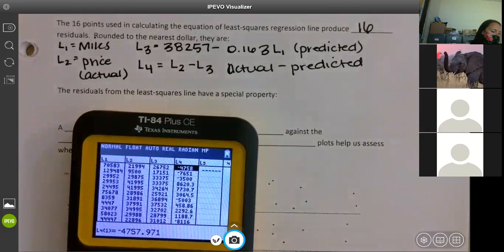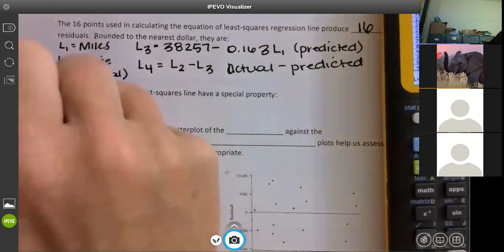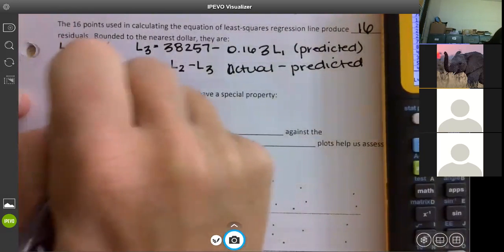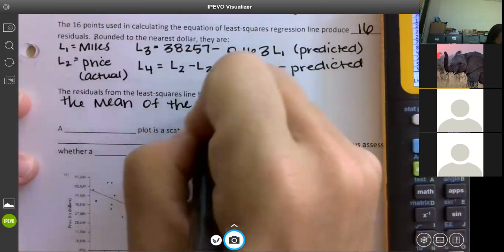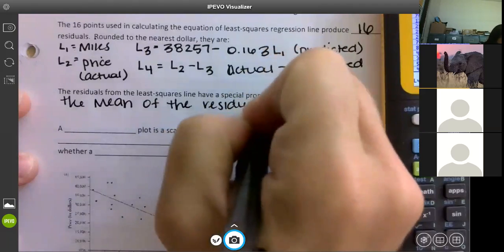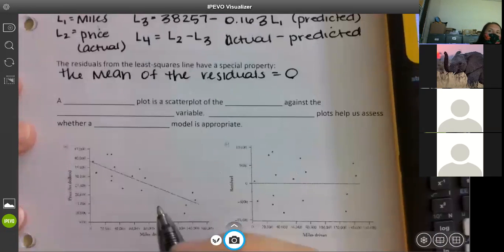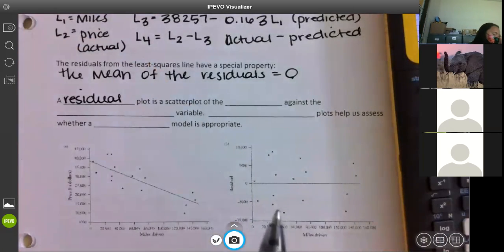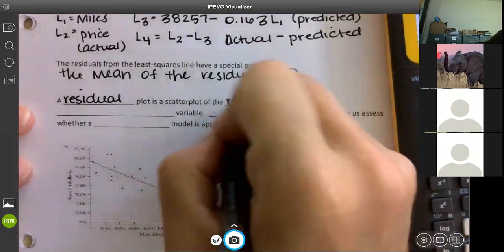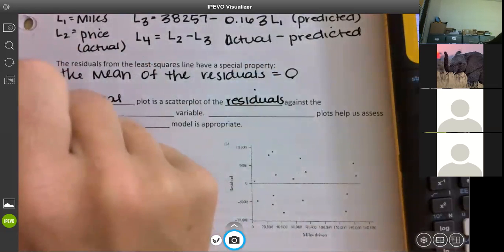The residuals from the least squares line have a special property: the mean of the residuals equals 0. A residual plot is a scatter plot of the residuals against the explanatory variable.